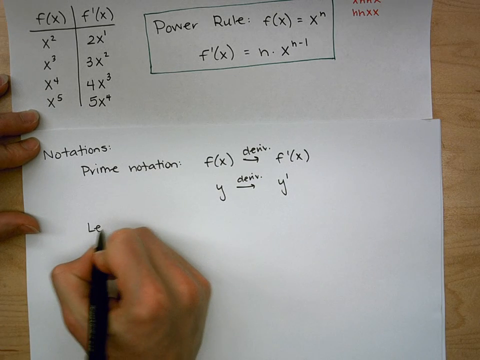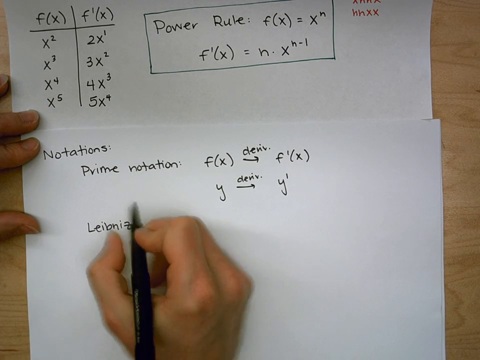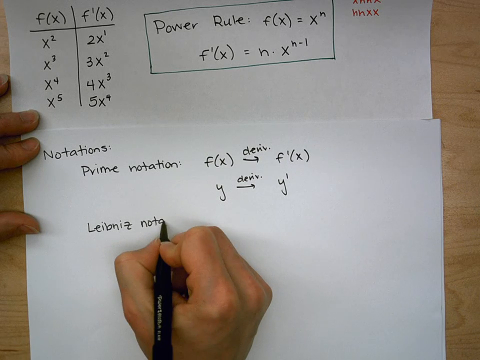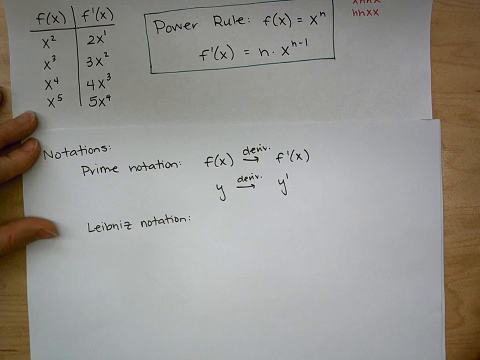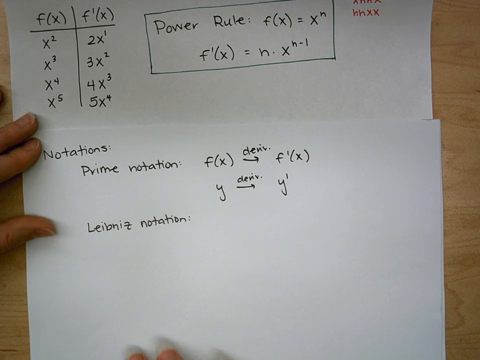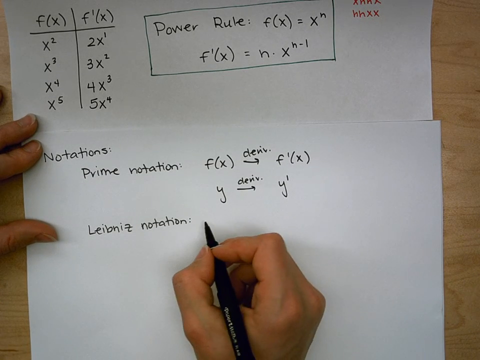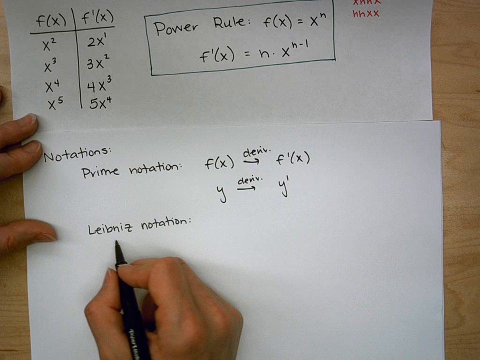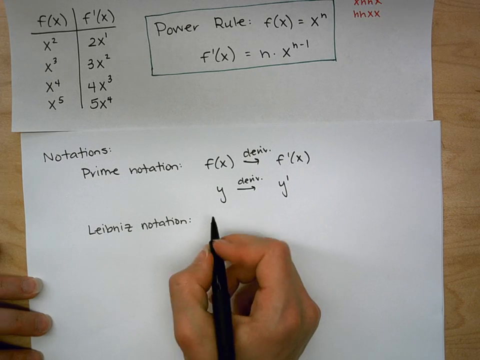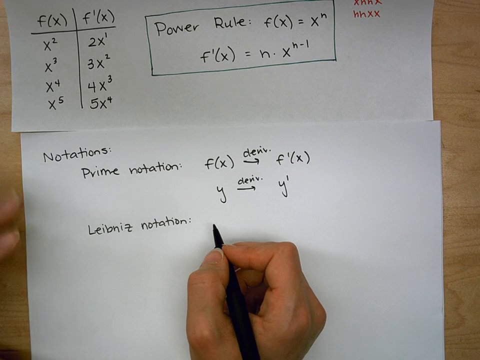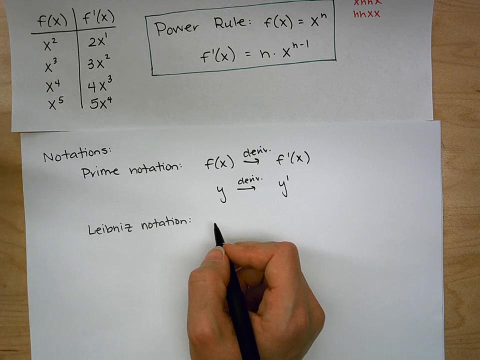Here's another notation that we haven't worked with just yet. It's called Leibniz notation, and that's a pretty famous mathematician, one of the inventors of calculus. Newton was the other, and he had some different notation. Newton preferred this one, Leibniz had his own notation that he liked. And we're going to use them interchangeably because sometimes one works better than another in particular situations.